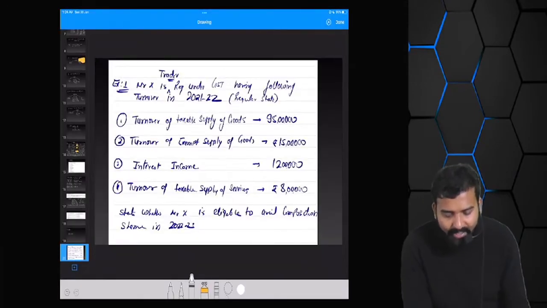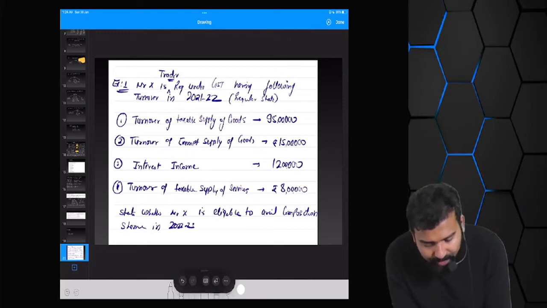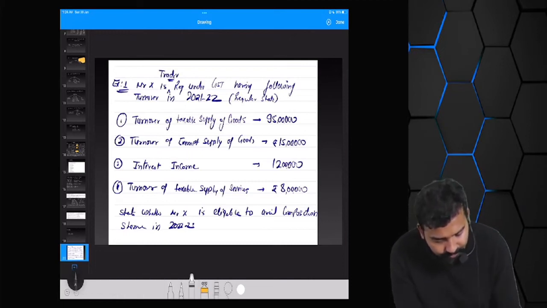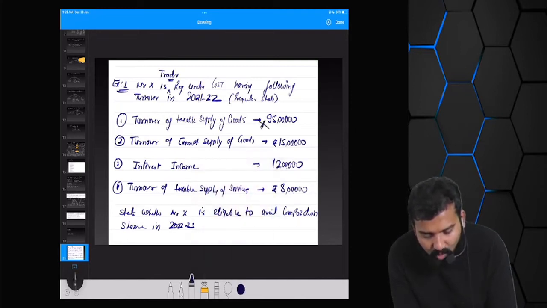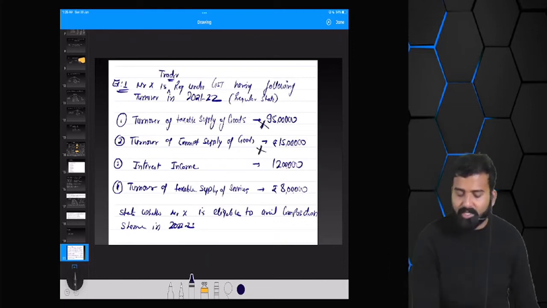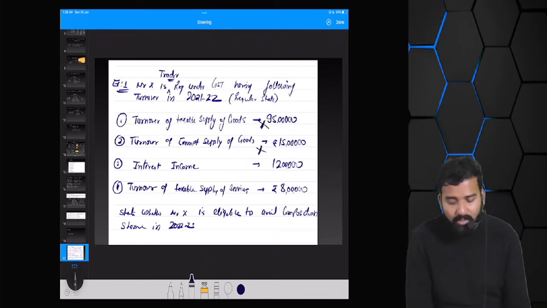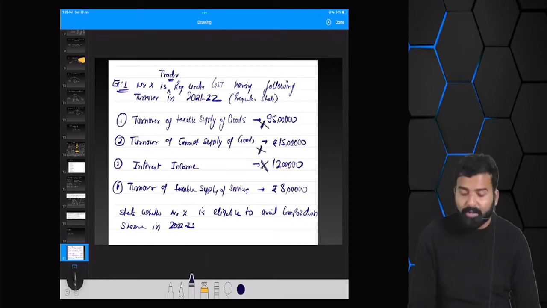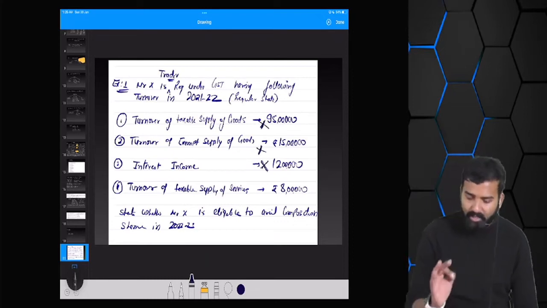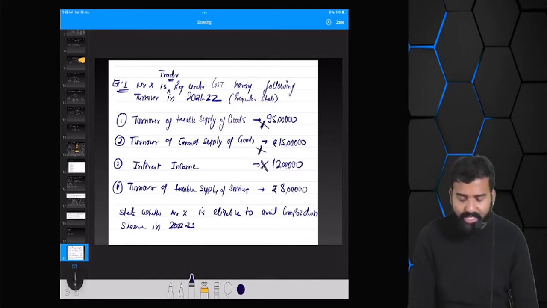Okay, the 95 lakh rupees will be included, plus 15 lakh rupees will also be included because it is part of the definition of aggregate turnover. But this 12 lakh will not be included because it is interest income. Interest income should not be included while calculating for the composition scheme, so it is not included in the aggregate turnover.